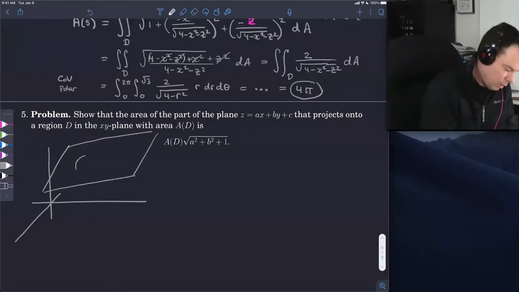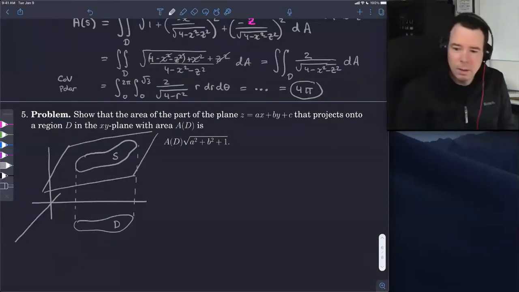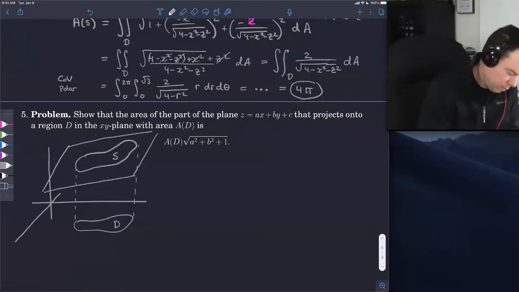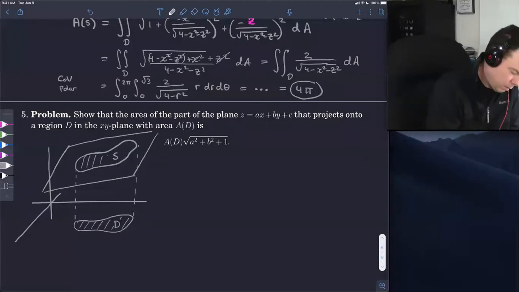We've got some region in the plane that we'd like to find the area of. So this is going to be our surface S. It projects down to some region D in the XY plane. And we want to figure out what the relationship is between these two areas. So the idea is we know this area down here. We'd like to find the area of the region up here.